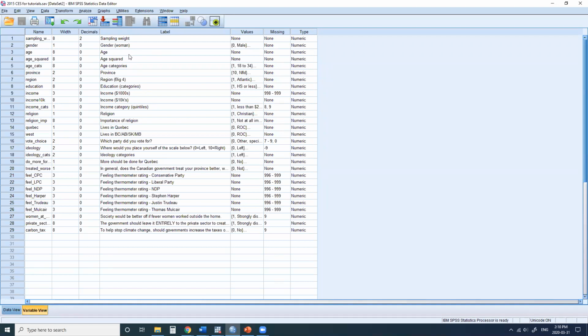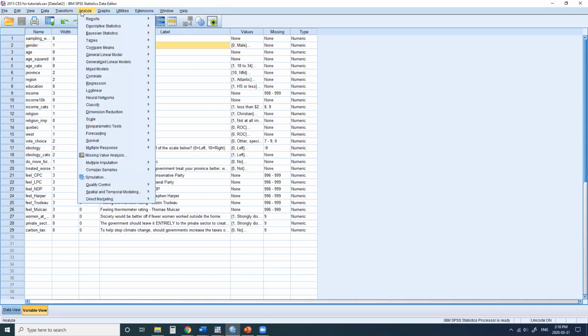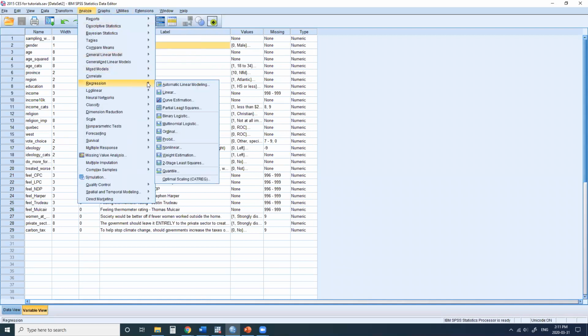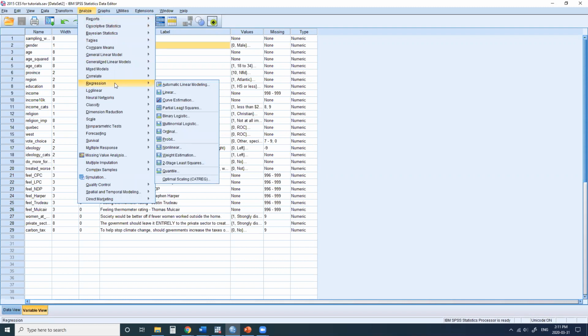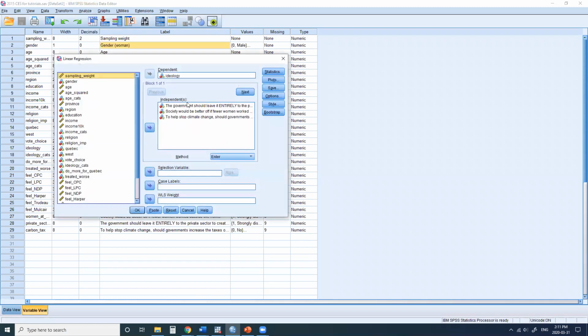We're going to start off by analyzing a simple bivariate regression with ideology as the dependent and gender as the independent variable. So let's go to Analyze, Descriptive, Regression. I'm still in last week mode here. And then Linear. So again, that's Analyze, Regression, Linear Regression. You'll see I've been doing some analyses here already.